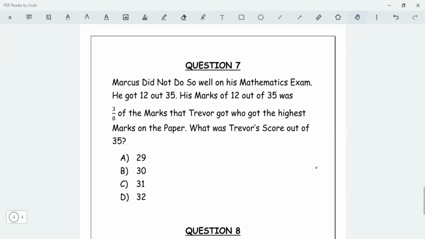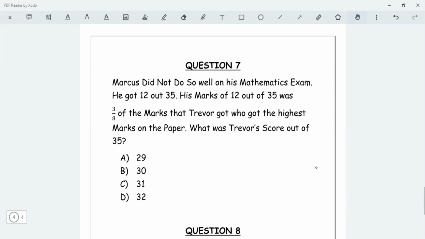So guys, this is now a real life question of pretty much fractions, all right? So they like to give real life questions sometimes, and to give real life questions, they mix it up with algebra. So Marcus didn't do too well on the exam. He got 12 out of 35, but Trevor got the highest on the test, and Marcus got 3/8 of Trevor's grade.